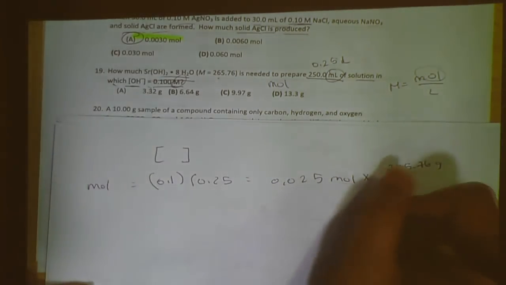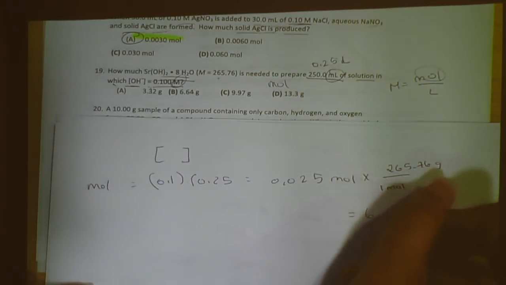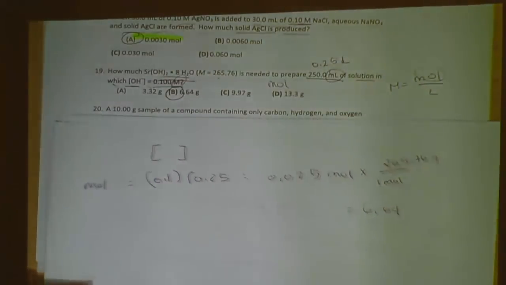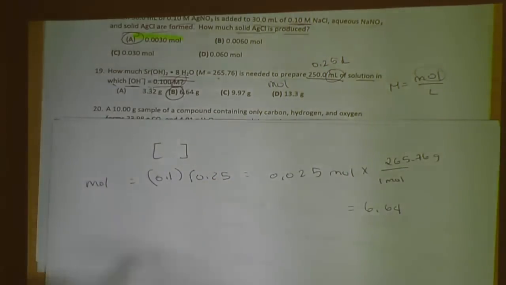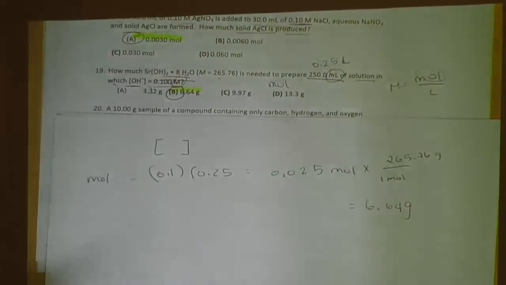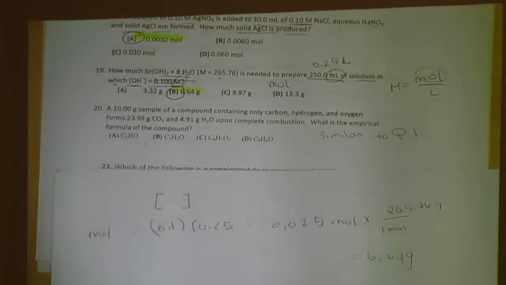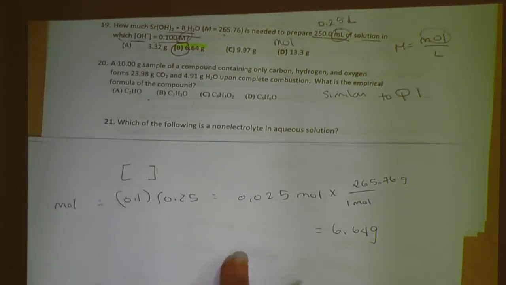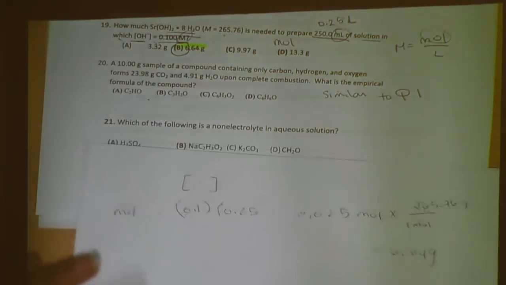And it's equal to 6.64, which is B. That's grams. Okay. So I'm going to skip over number 20 because we kind of went over it. It's the same concept as question 1, where you're trying to find the empirical formula based on the masses. Here it's giving it to you in masses. The other one gave it to you in percents, but it's the same concept.